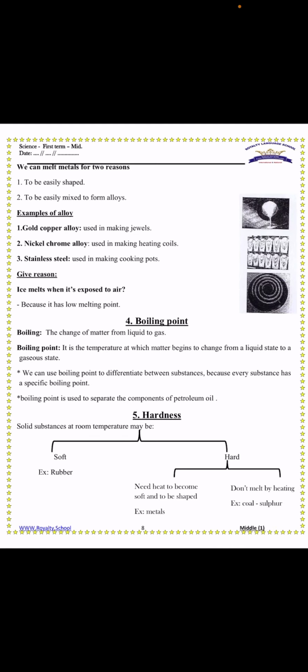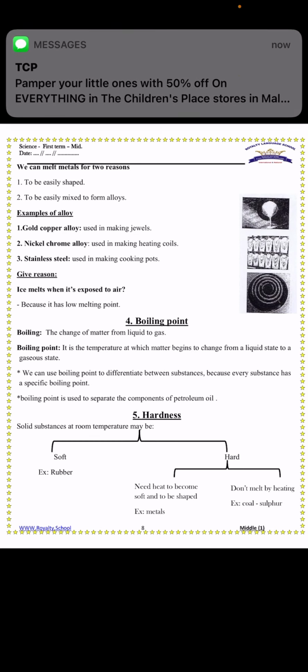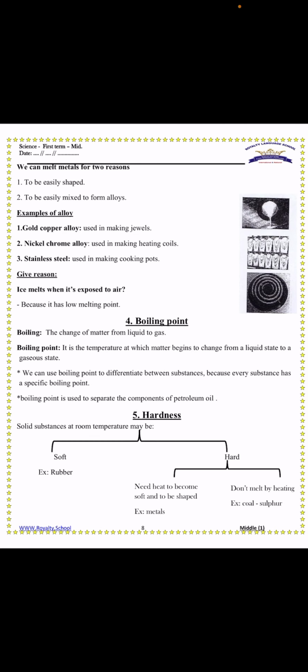We can use boiling point to differentiate between substances, because every substance has its own specific boiling point. Boiling point is used to separate the components of petroleum oil. Why? Due to the difference in their boiling points. Petroleum oil consists of more than one component, so we can separate these components by their boiling points. Okay?